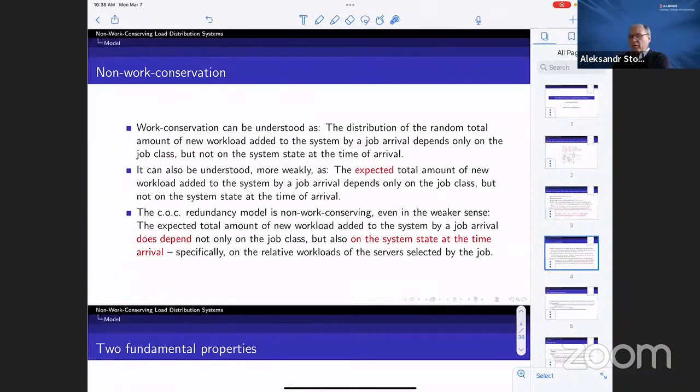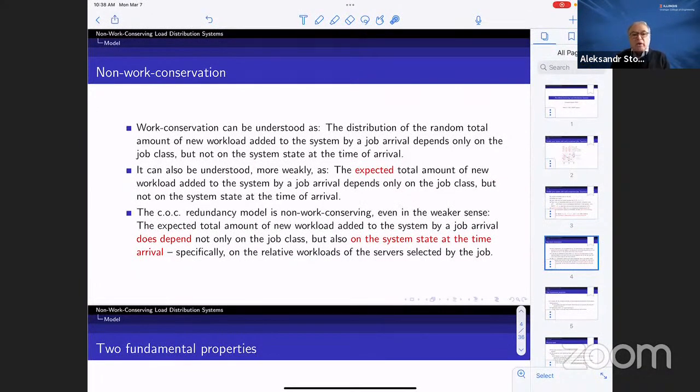Non-work conservation, why we call it non-work conserving. Work conservation can be understood in the following way. When a job arrives, it brings some new actual work to the system. Whatever is canceled doesn't count. It brings some random amount of work into the system, and work conservation can be understood as: the job arrives, you get a realization of the total amount of work, then it's somehow placed on servers, but this random total amount of work is independent of the state of the system. This is one way to understand this.